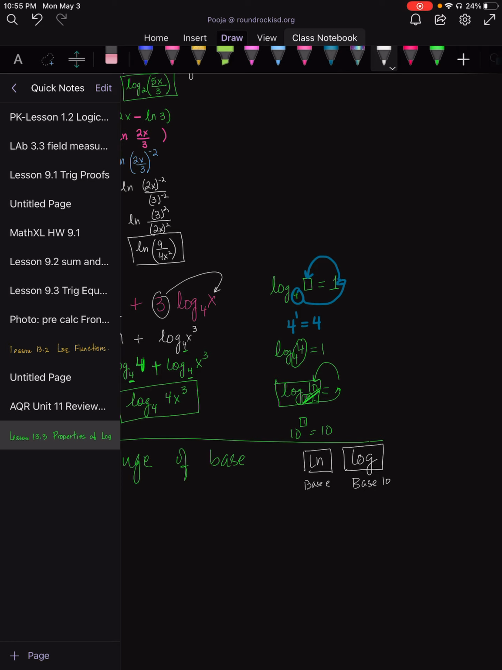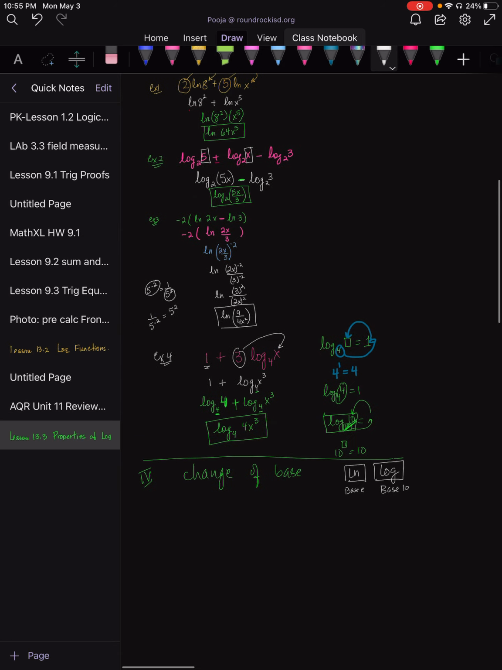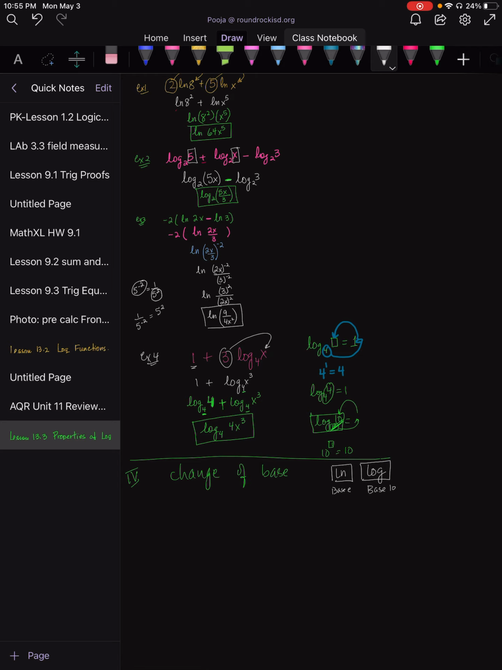Now Desmos does have it. You can change the base. TI-83s, 84s also have it somewhere, hidden, programmed. Let's understand it, and I can always show you how to do it on the calculator as well. Change of base is a very simple property.